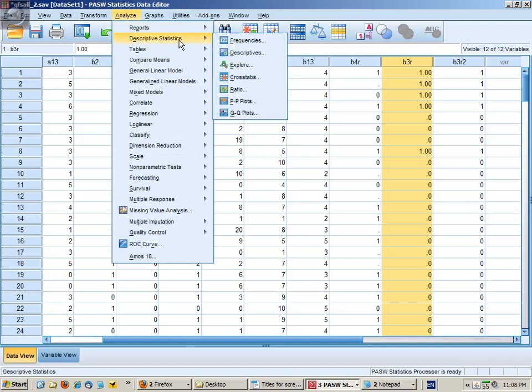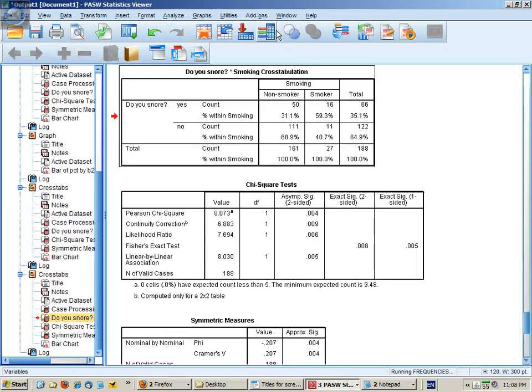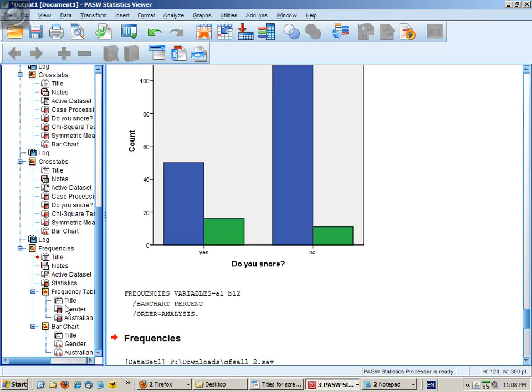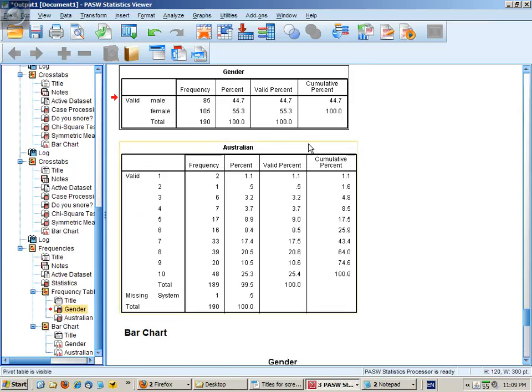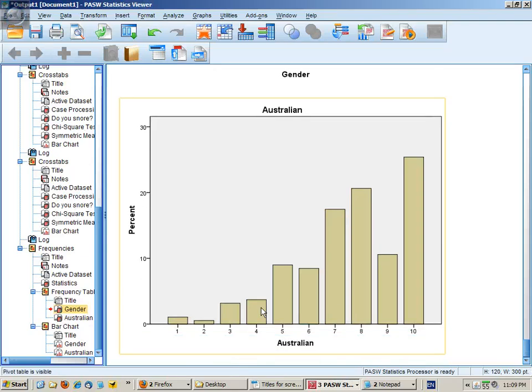Let's get our descriptive statistics for A1 and B12. So we already know about gender, it's roughly a 50-50 split, and for Australianness we can see that there's a reasonable spread of the data, although it's negatively skewed. So there's a ceiling effect here, possibly for the higher levels of Australianness.